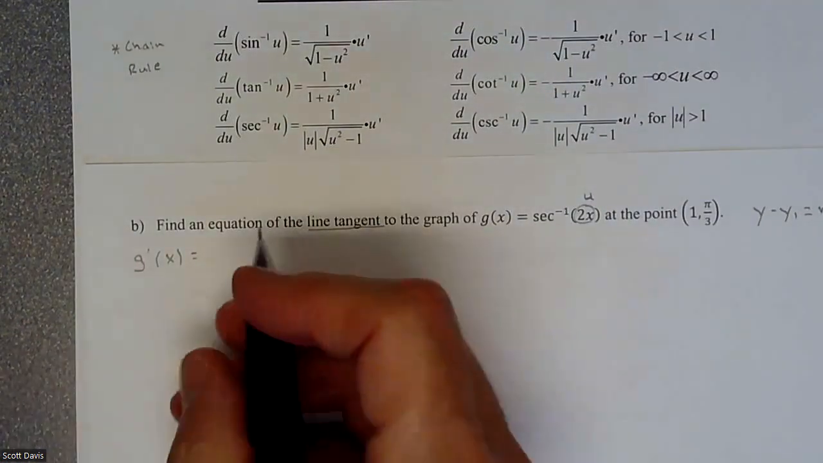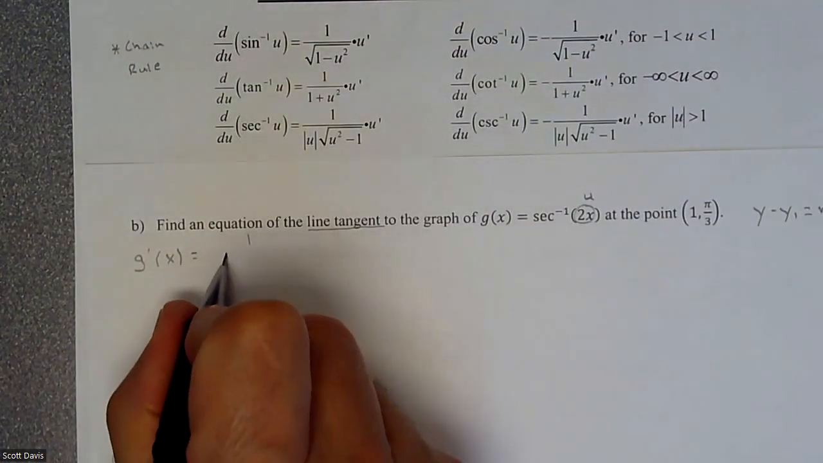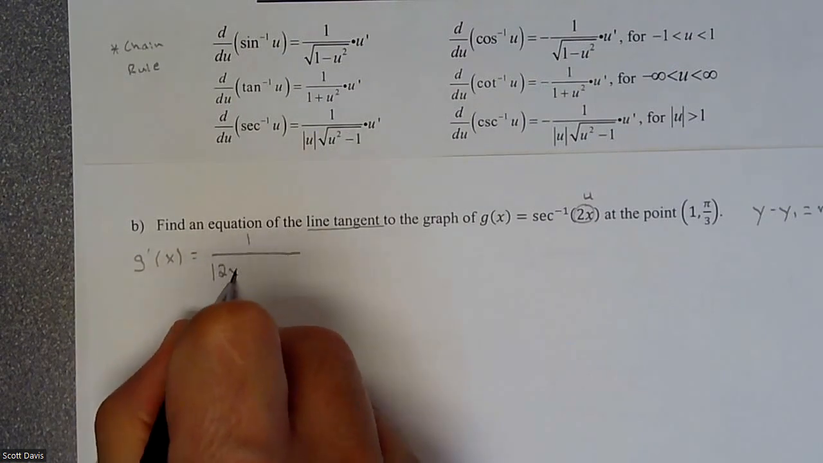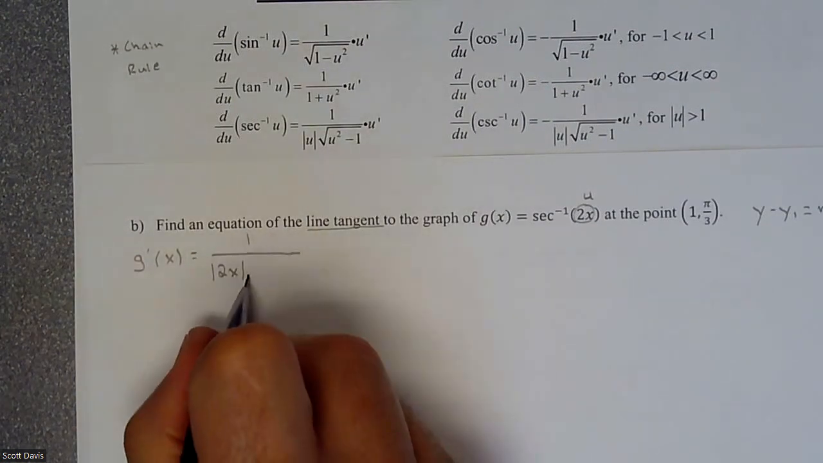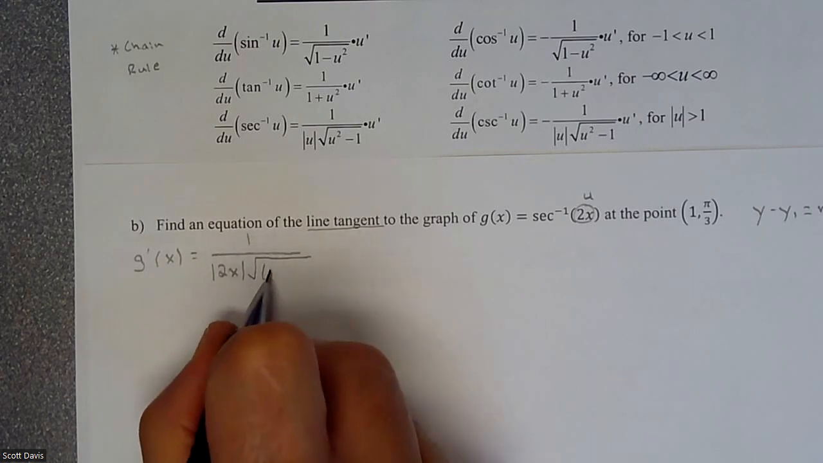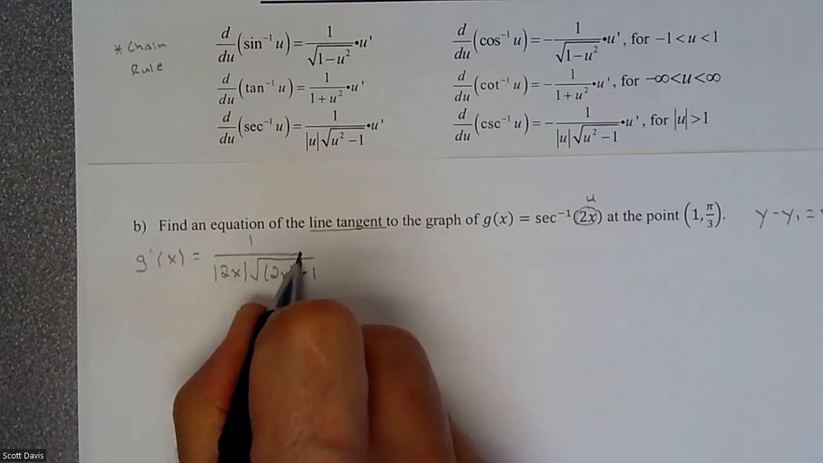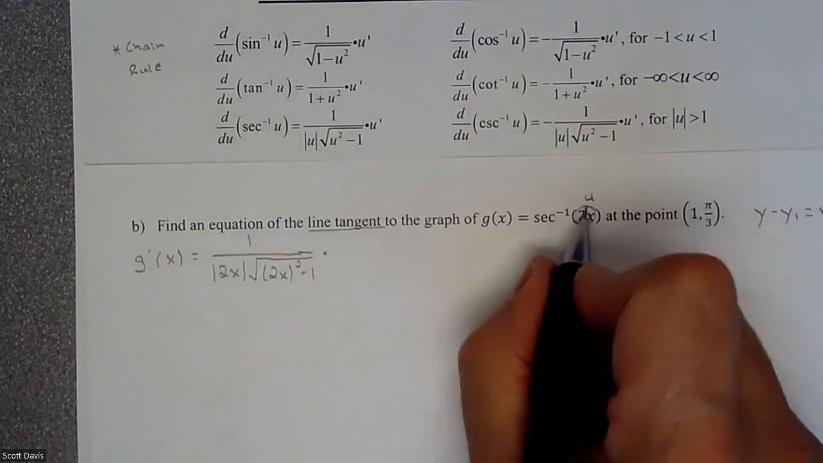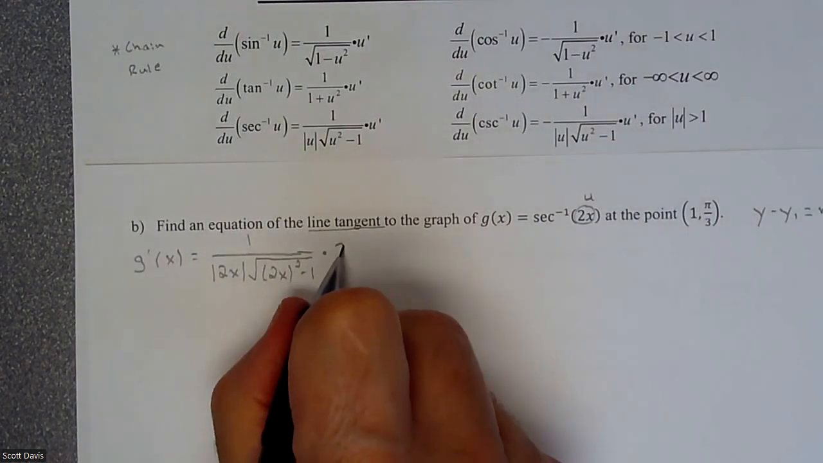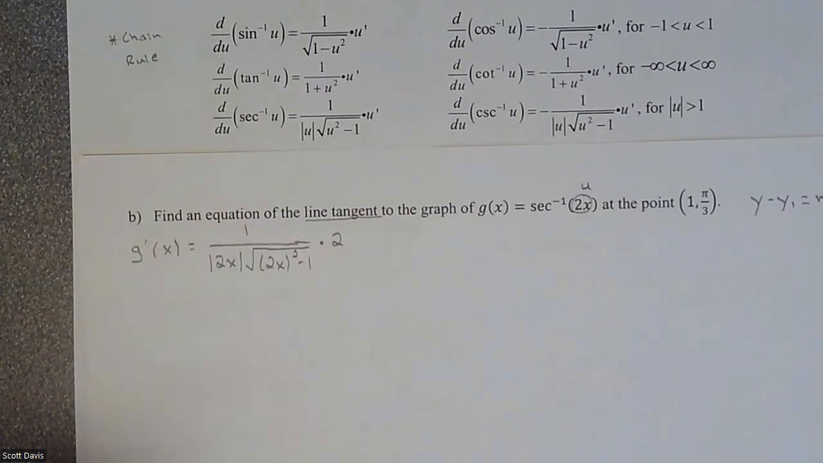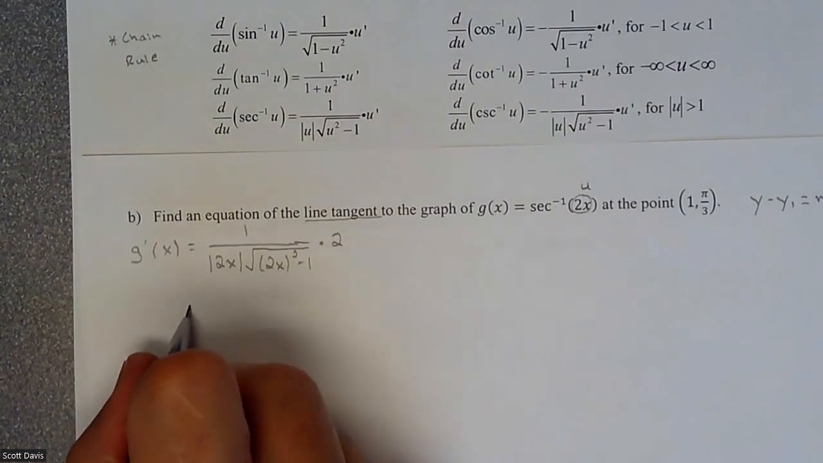All right, so if we start plugging things in, our inverse secant is this formula. So we're going to do 1 over the absolute value of our u, which is 2x, and then times the square root of (2x) squared minus 1, and then that's times the derivative of u, which is 2. All right, so there's our first part, is just kind of doing the derivative.